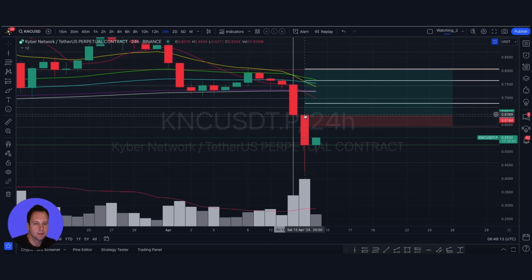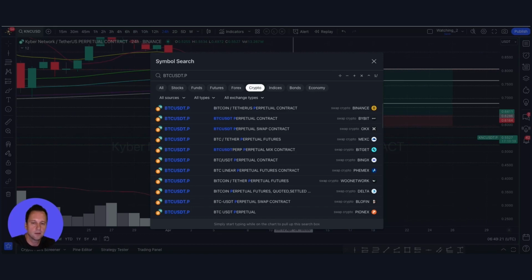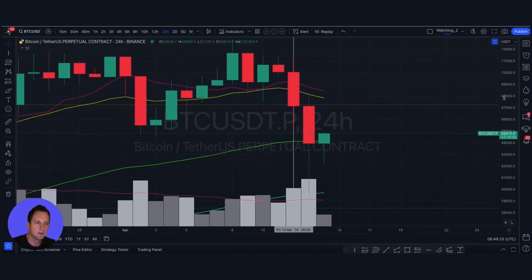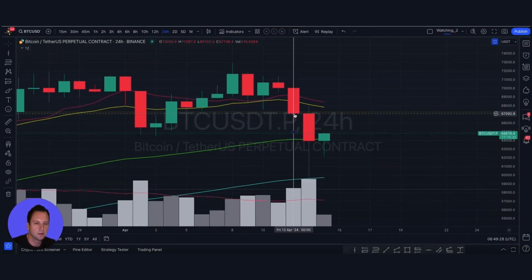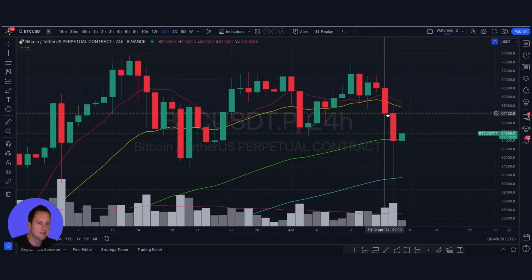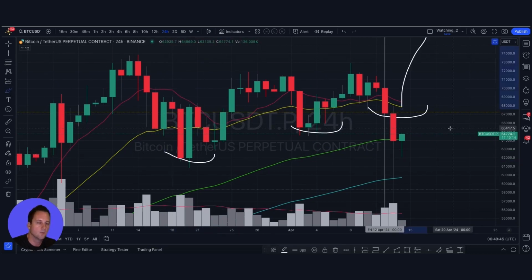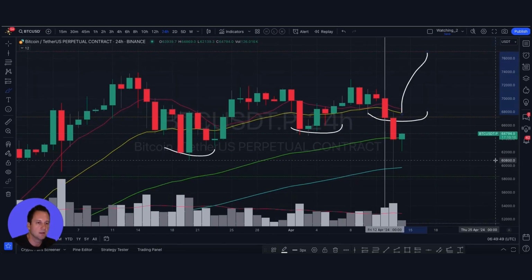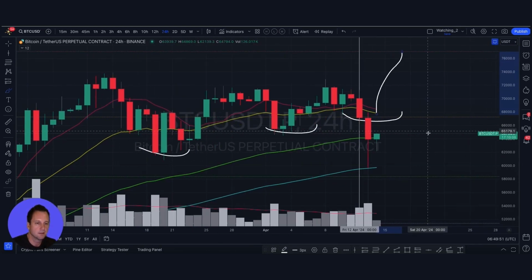Had Bitcoin rocketed up right here, this alert probably would have played out. We can look at Bitcoin on the same time frame. This was the candle where on KNC just now we saw the alert. If bulls had stepped in here and continued this series of higher lows, that KNC alert would have also played out. And that's just part of the game, and that's why you've got to manage risk. You can't know for sure what Bitcoin's going to do.